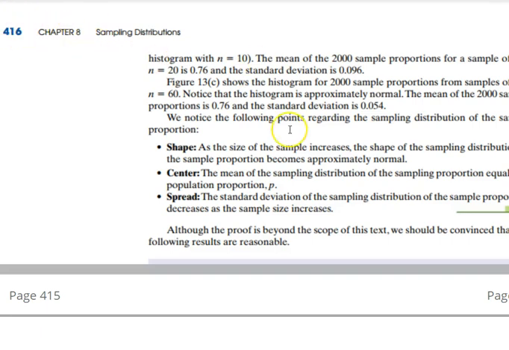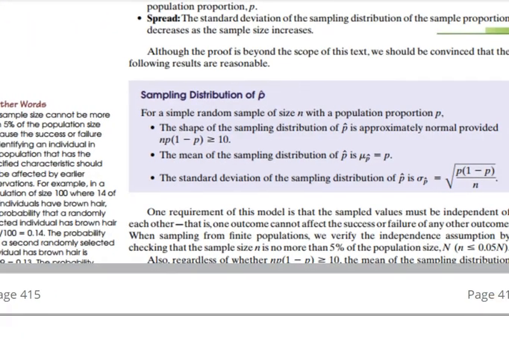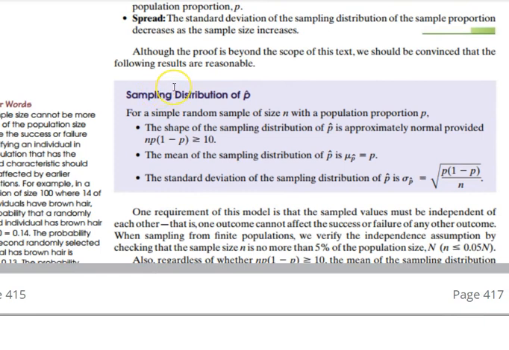And you'll want to look at that in the text. This little box here explains what we'll need for this problem. The shape of the sampling distribution of the proportion is going to be approximately normal as long as this holds true. So we would test that out here for the given situation.